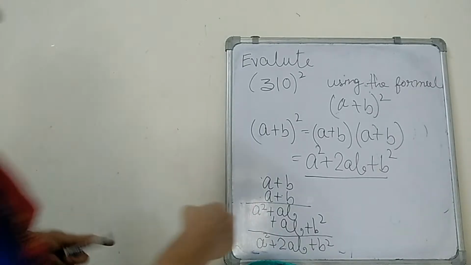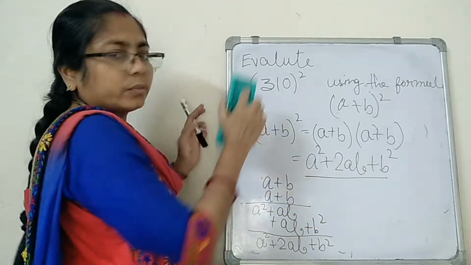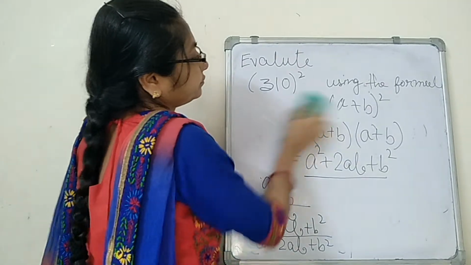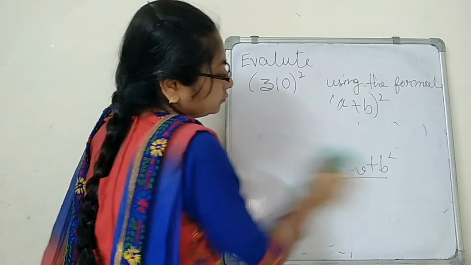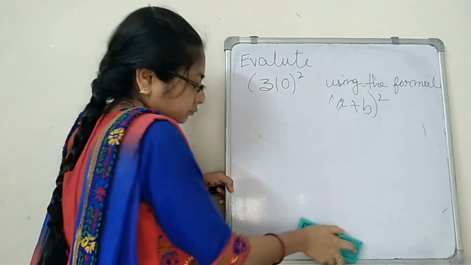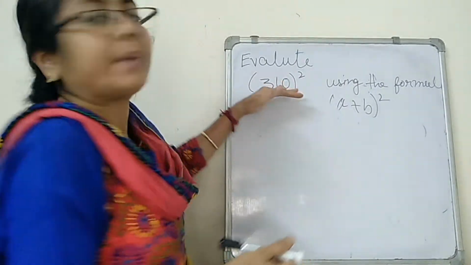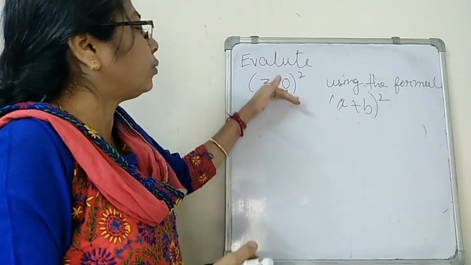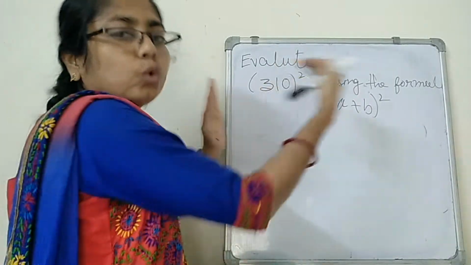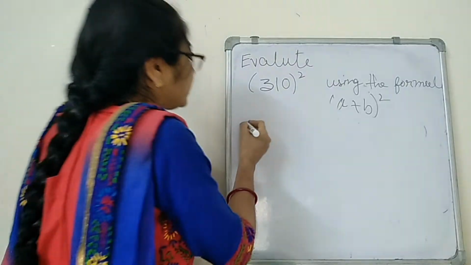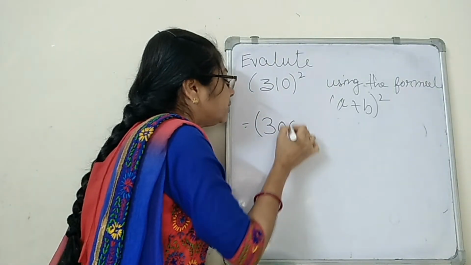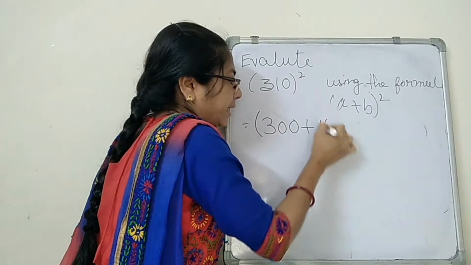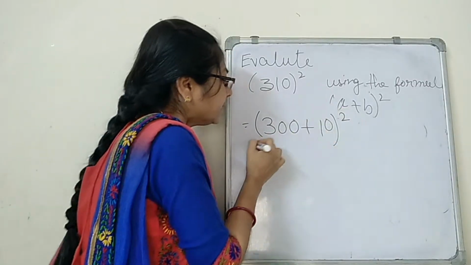Now I explain the math using this formula. First I break this number 310 into two parts. First I tell you to do it in this way: (300 plus 10) whole square.